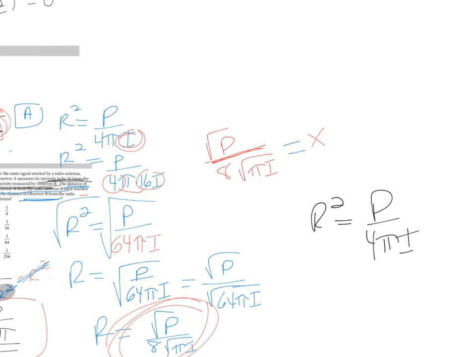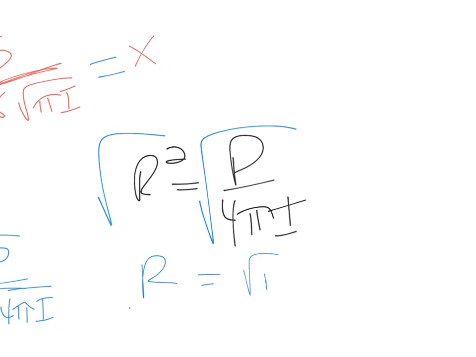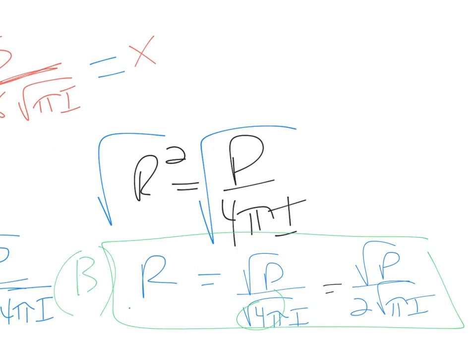But I don't need to know what R squared is. I need to know what the distance is. So I need to know what R is. So again, I'll take the square root of both sides. So R equals the square root of P over the square root of 4 pi I. But I know the square root of 4 is just 2. So I have square root of P over 2 times the square root of pi times the square root of I. So this is the distance from observer B to the satellite.